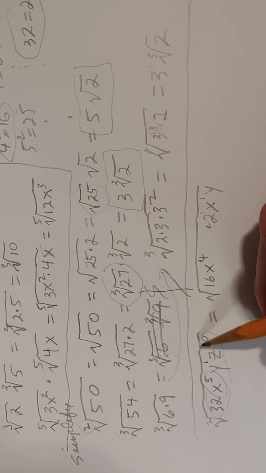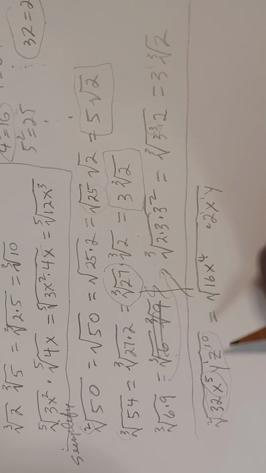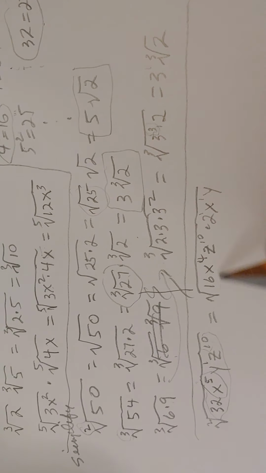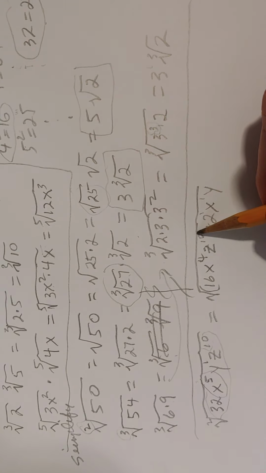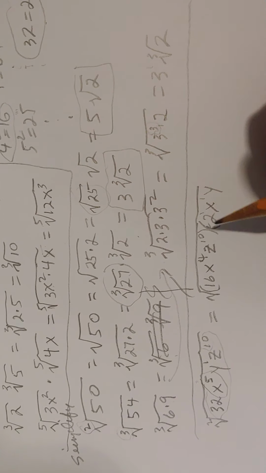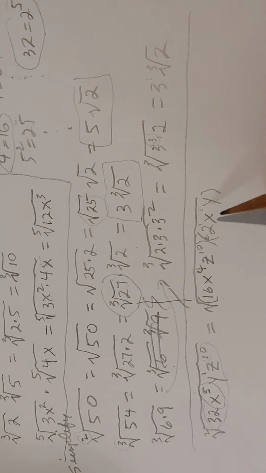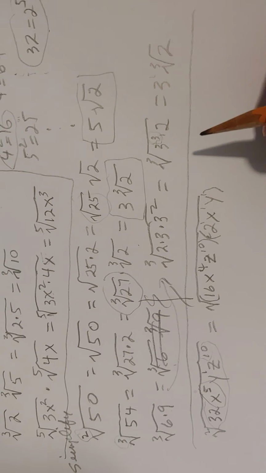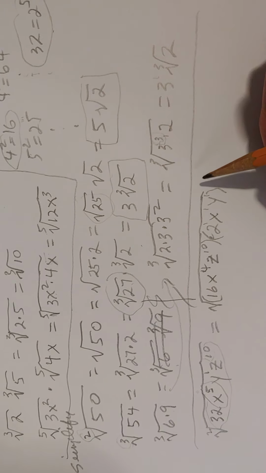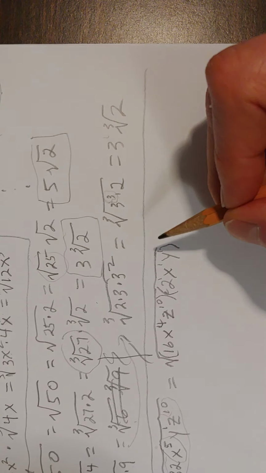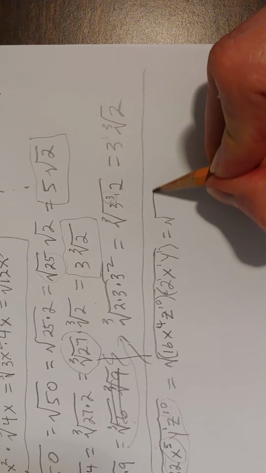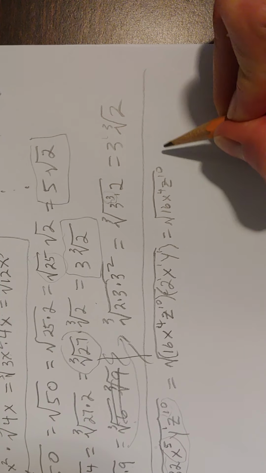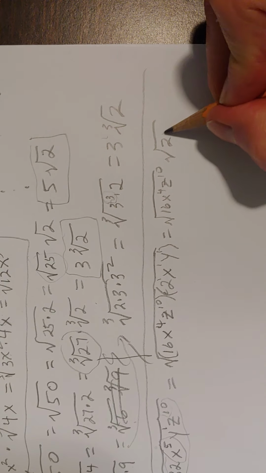Z to the 10th, the exponent is 10. That's an even number. That means that's a perfect square. So let's write the z to the 10th over here in the perfect square part. So this 16x to the 4th z to the 10th is a perfect square. The other factor, 2xy, where the exponents are all less than the index, is not a perfect square. Now we use the product rule, and we'll write it as the square root of 16 times x to the 4th times z to the 10th, times the square root of 2xy.